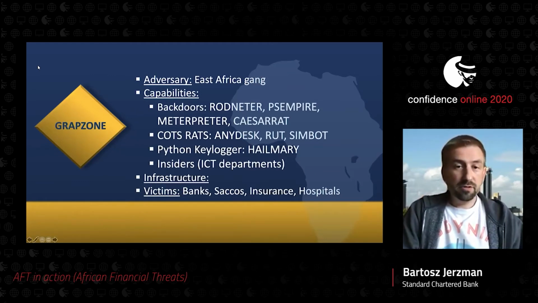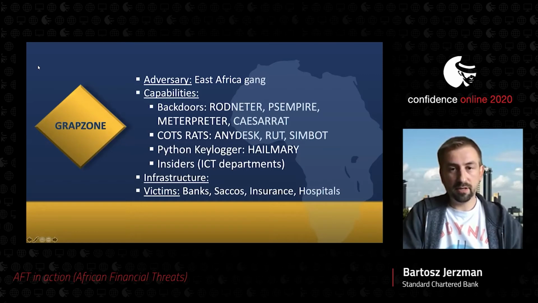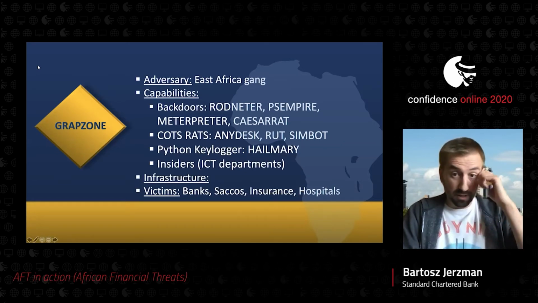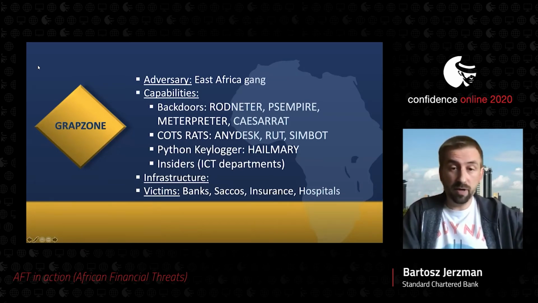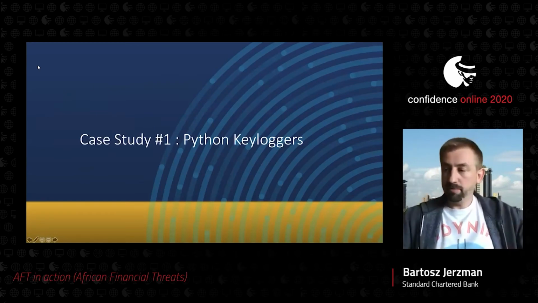And Grab Zone, in general, they use different backdoors. They experiment. They use Meterpreter, Quasar RAT, which is also open source, PS Empire. So they try to use different capabilities. They use, of course, commercial RATs like AnyDesk, a lot of them. Probably because they want to experiment with antivirus detections and they want to try something new that has very low antivirus detection. And that's why they change all those tools. And for keylogger, for example, they use Hail Mary, which again is very similar to the keylogger that was invented by the Forkbombo. And they also attack quite widely. And let's go to the first case study about the Python keyloggers.